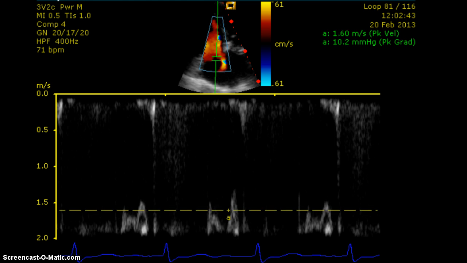And this is just another illustration of the same attempt at a TR measurement with aliasing inflow, which is confusing the interpreting physician as to what is being measured.